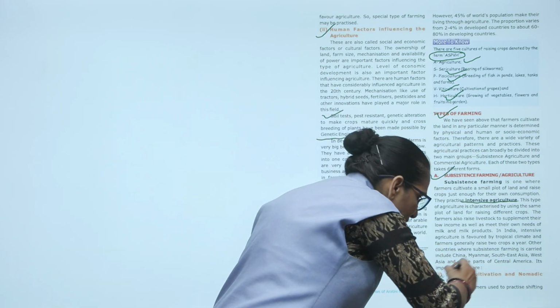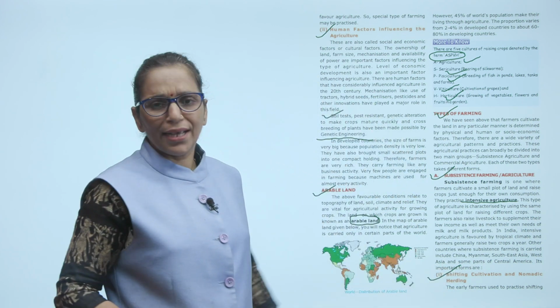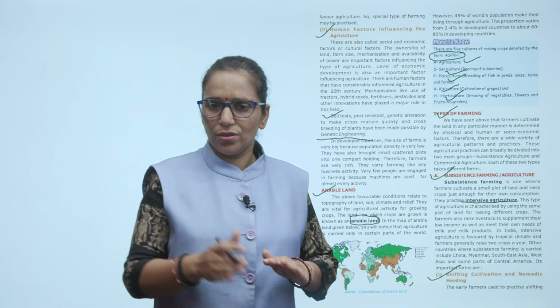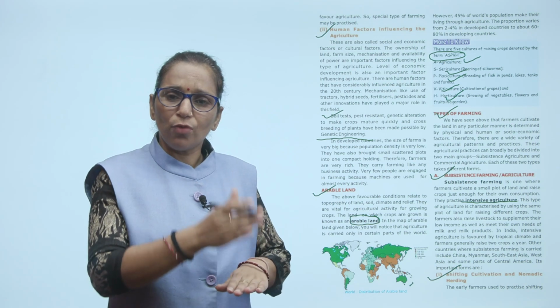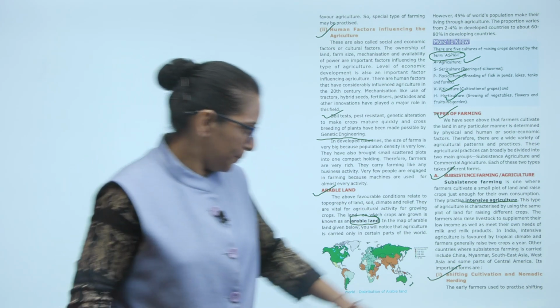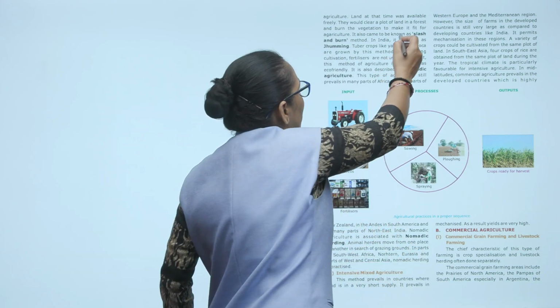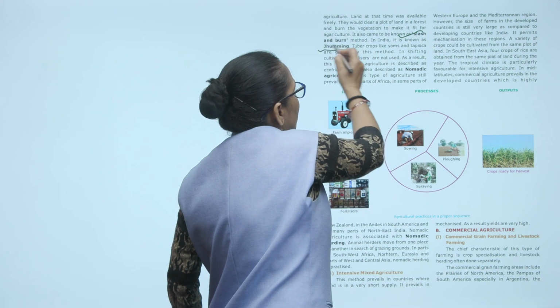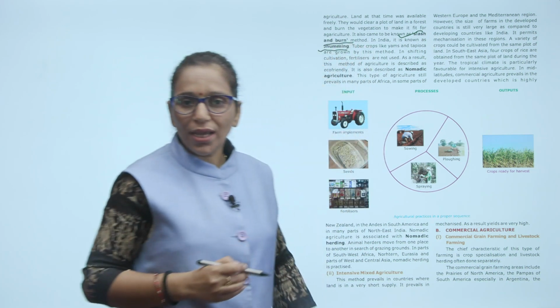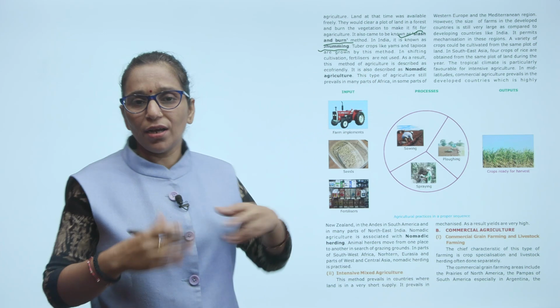Number 1 is shifting cultivation or nomadic herding. As the name suggests, shifting cultivation means the farmer shifts from one place to another. This shifting farming is also known as slash and burn, or jhuming farming. This is the name of shifting cultivation.